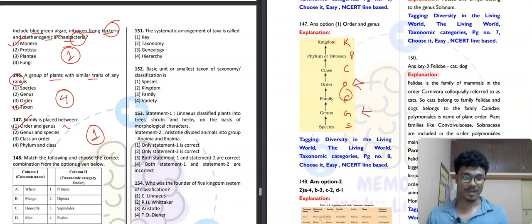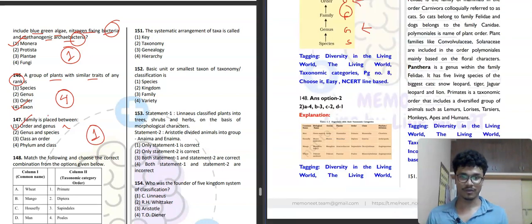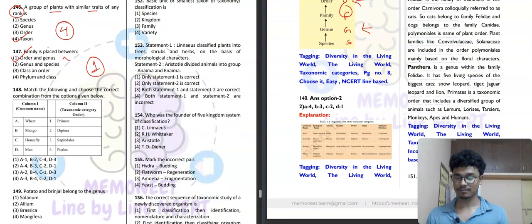Now this one is a match the following type question. The next one, 148. Match the following and choose the correct combination. The first column is common name and the second is taxonomic category order. First is wheat. Wheat's order is Poales. Now the next one is mango. Mango's order is Sapindales. Housefly has the order Diptera and man has the order Primata. That's why the second option will be our correct answer for this question.